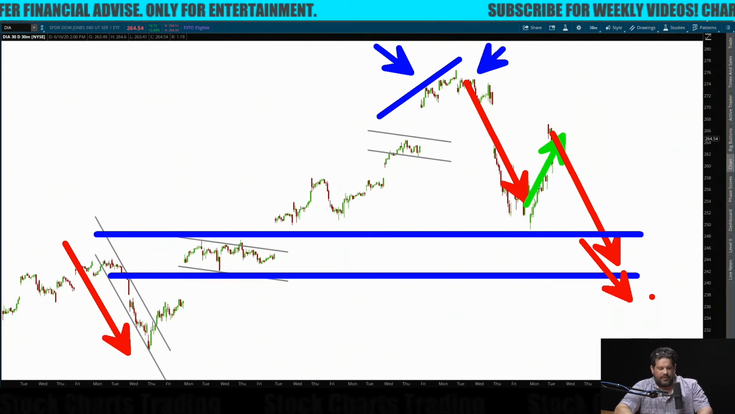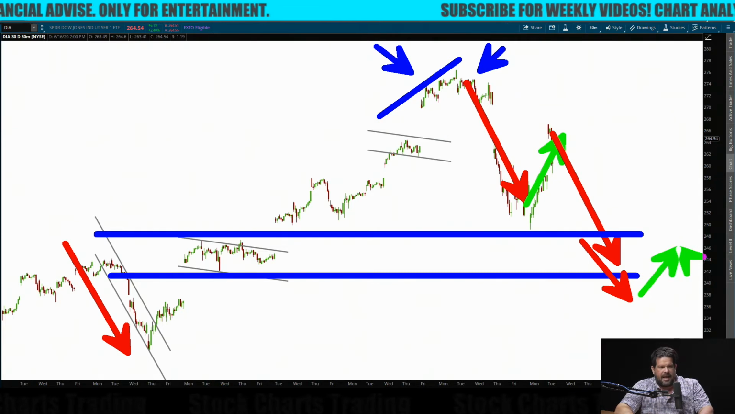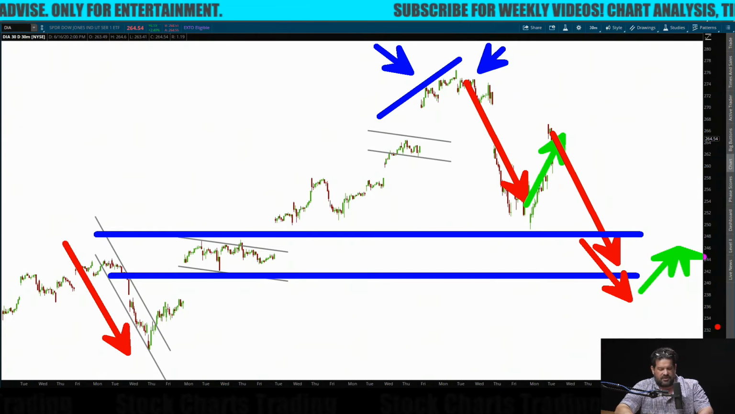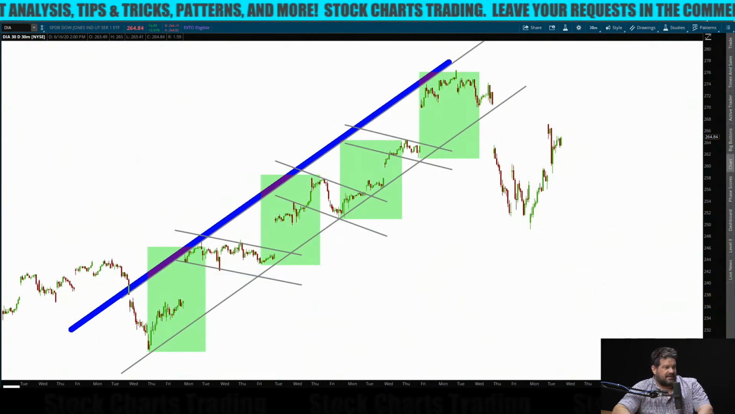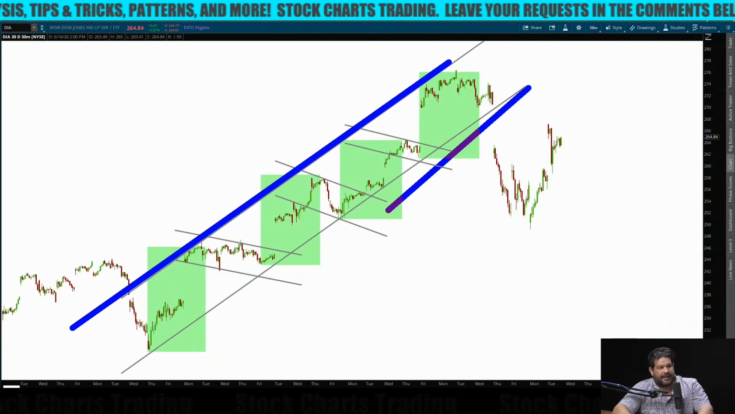So then what would we have? We'd have probably a pullback, and then we would have a continuation for a leg 5 down a little bit further. Maybe this will help a little bit more. You can see this channel right here we have going upward.